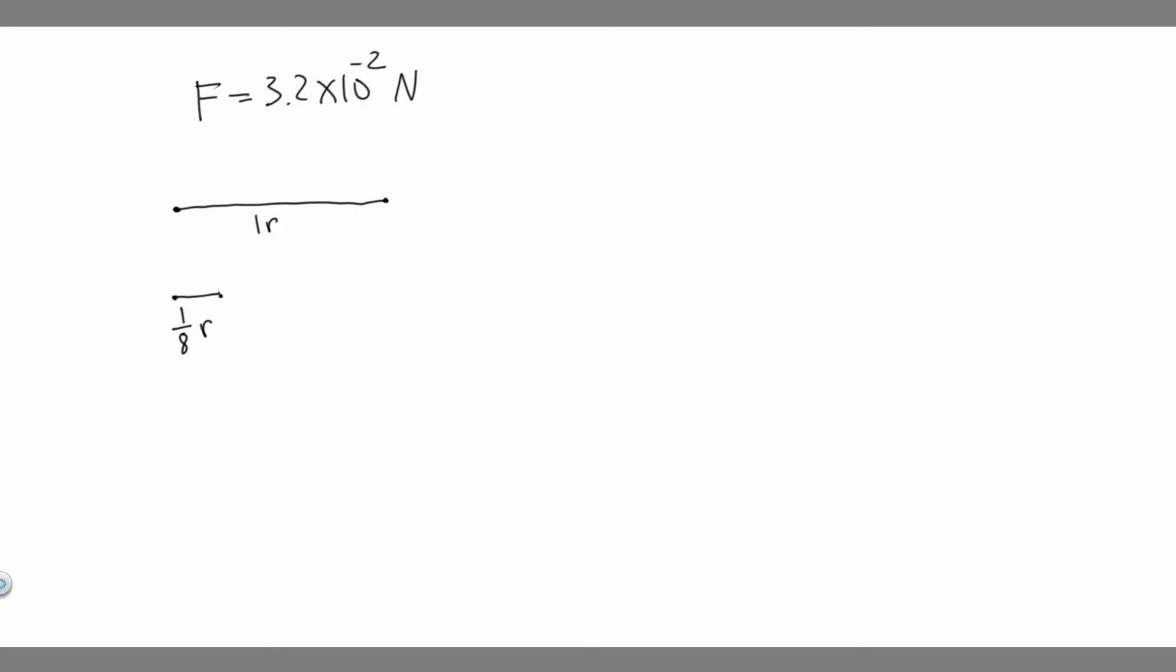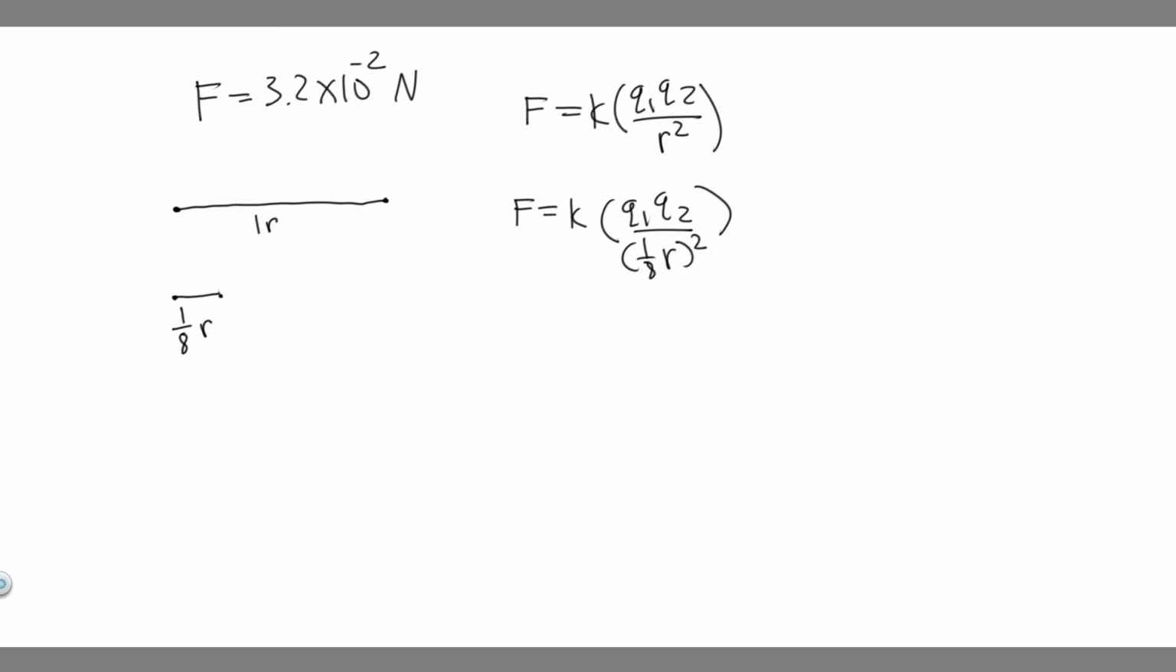So the way we're going to see how this works is just by using Coulomb's law. So F equals K times Q1 times Q2 over r squared. So this is the equation, if this is r. So imagine this is equal to this. But what we're going to do is now plug in 1/8 r, because instead of it just being r, it's 1/8 of it. So F is going to be equal to K times Q1 times Q2 over 1/8 r squared. So 1/8 r, now we plug it in, what happens?